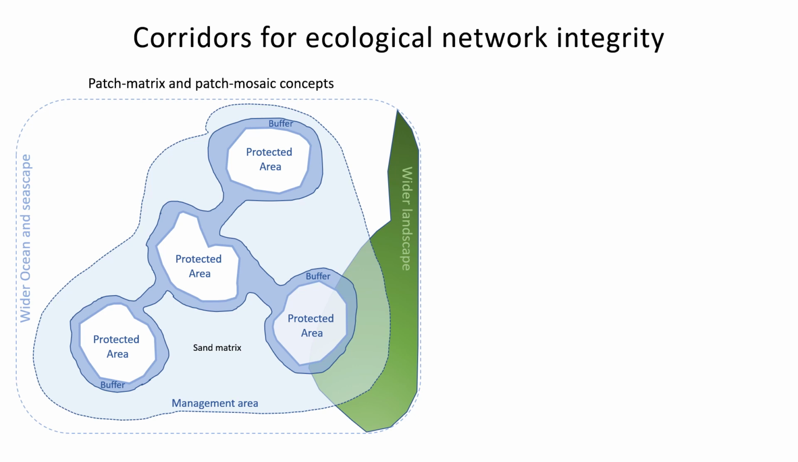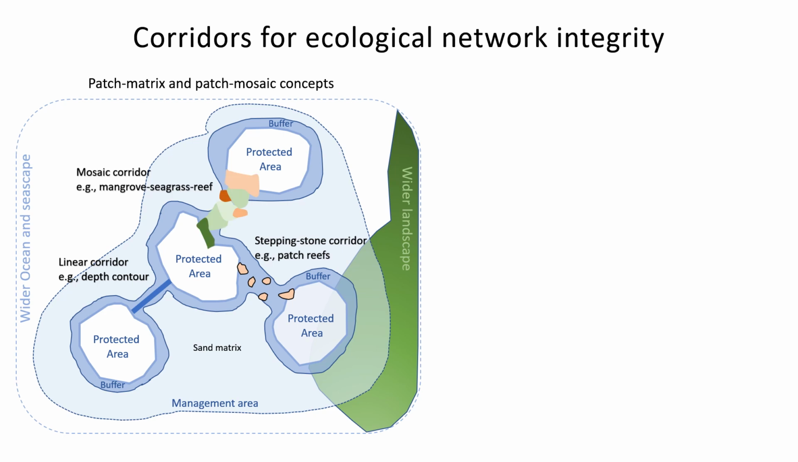Corridors are conceptualised as either linear and relatively homogeneous features, such as along a depth contour or a contiguous single patch type, or they can be configured as discontinuous patches of focal habitat that are referred to as stepping stones. For example, a collection of patch reefs distributed from inshore to offshore areas can facilitate safe passage of fish during spawning migrations. Corridors can also be composed of a mosaic of different patch types that provide the required resources to support different stages of the life cycle, such as for some fish that shift from nursery habitat to adult habitat across a mangrove seagrass coral reef mosaic.